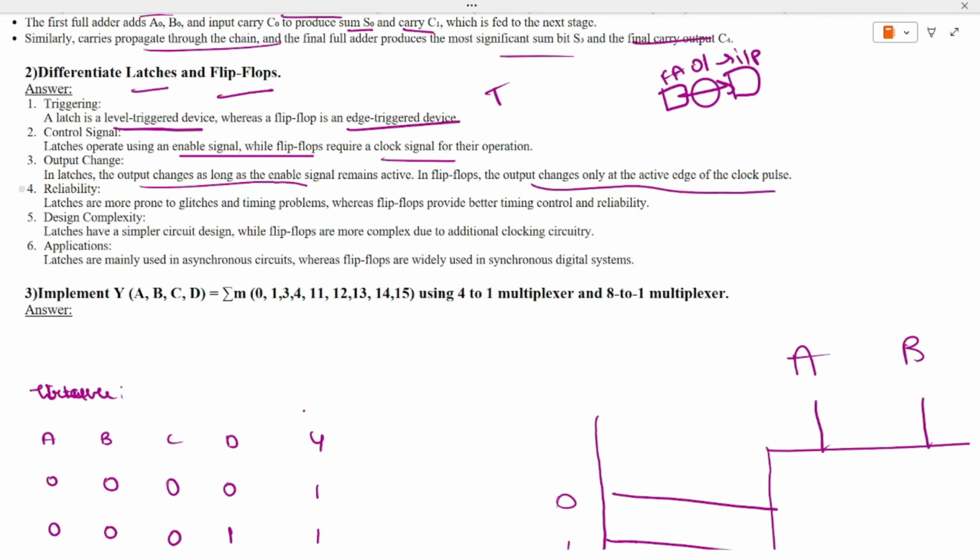Here it changes only at the active edges of the clock pulse. And if you take reliability, latches are more prone to glitches and timing problems, whereas flip-flops provide better timing control and reliability.